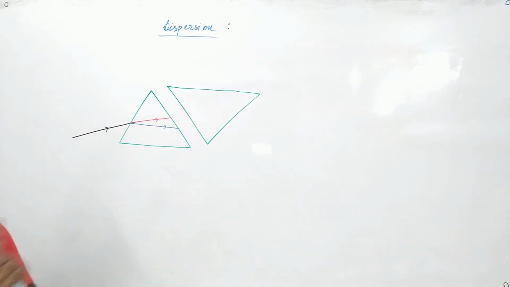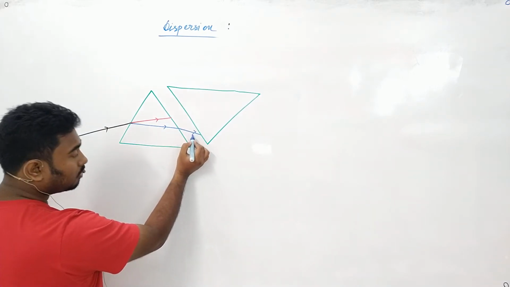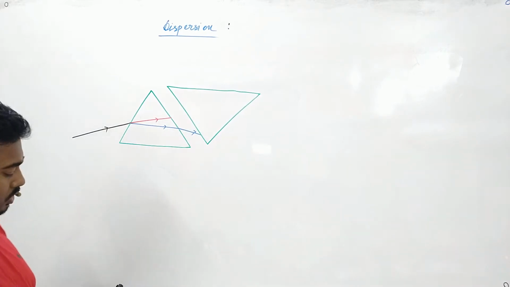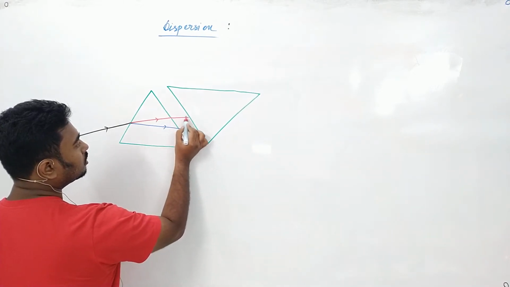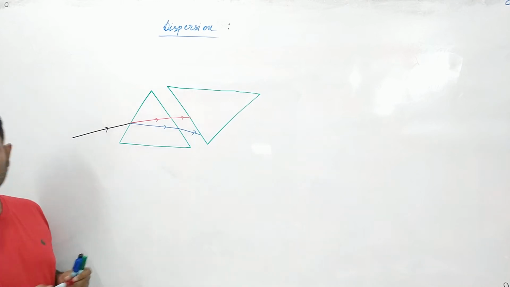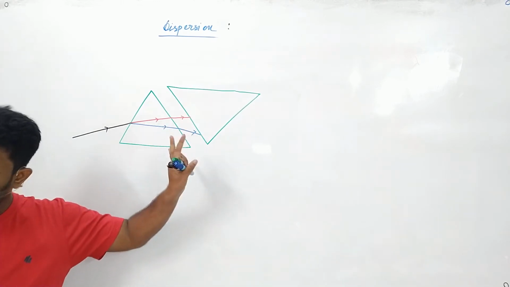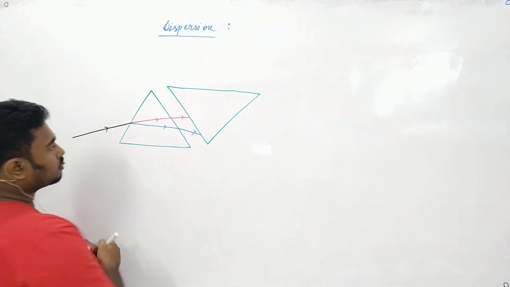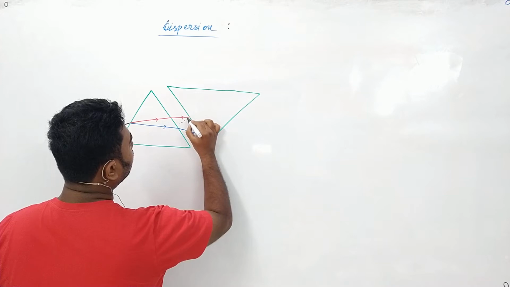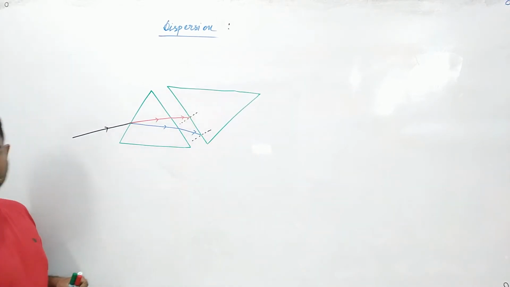So there will again be a deviation, so this one will go towards this direction, this one will go towards this direction. Now till now we have understood the first diagram. What will happen if I draw a normal at this point and a normal at this point? What will happen?